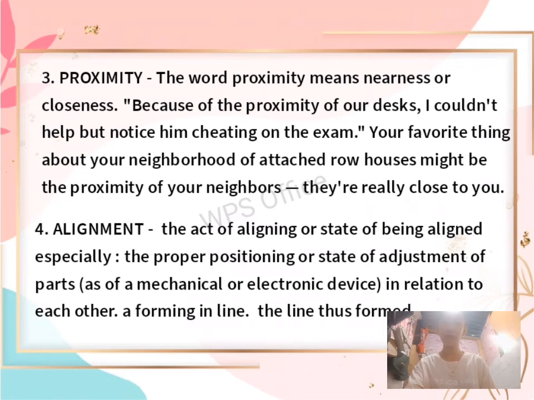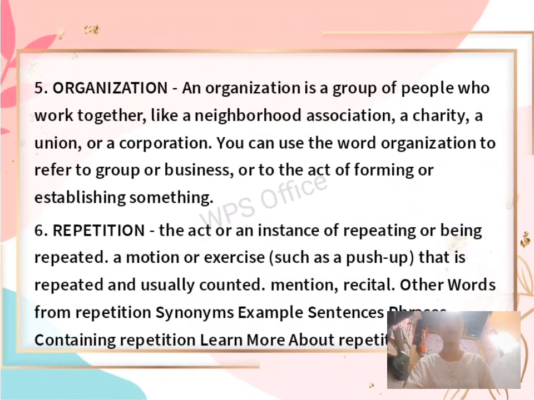Number 4, alignment. The act of aligning or state of being aligned, especially the proper positioning or state of adjustment of parts, as of a mechanical or electronic device, in relation to each other, forming a line, the line that's formed. Number 5, organization. An organization is a group of people who work together, like a neighborhood association, a charity, a union, or a corporation. You can use the word organization to refer to a group or business or the act of forming or establishing something.